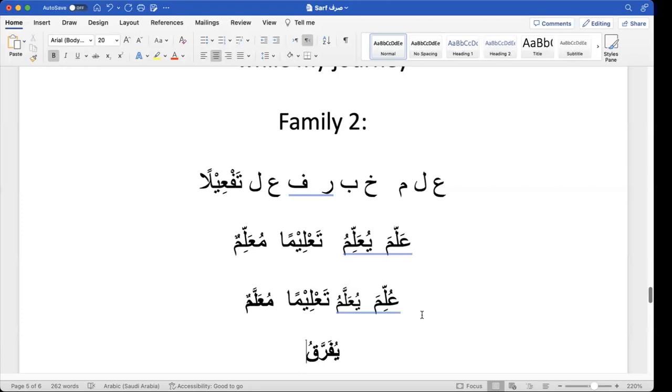Fa, Ra, Ka. Simple. Can you get the other members of this family? Now make the Sarf Sagir of this family member, family 2. From the root word, faraka. Farraka. Shabash. Then Yufarriku. Shabash.